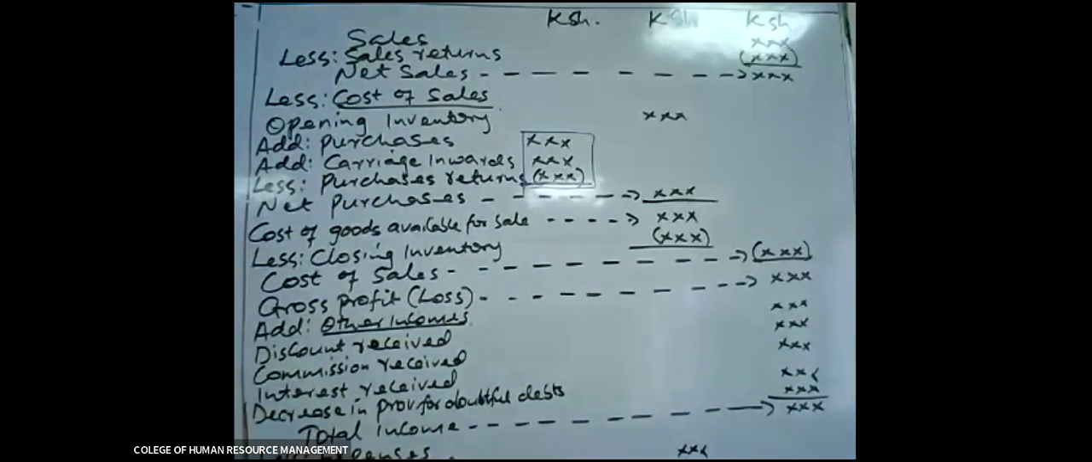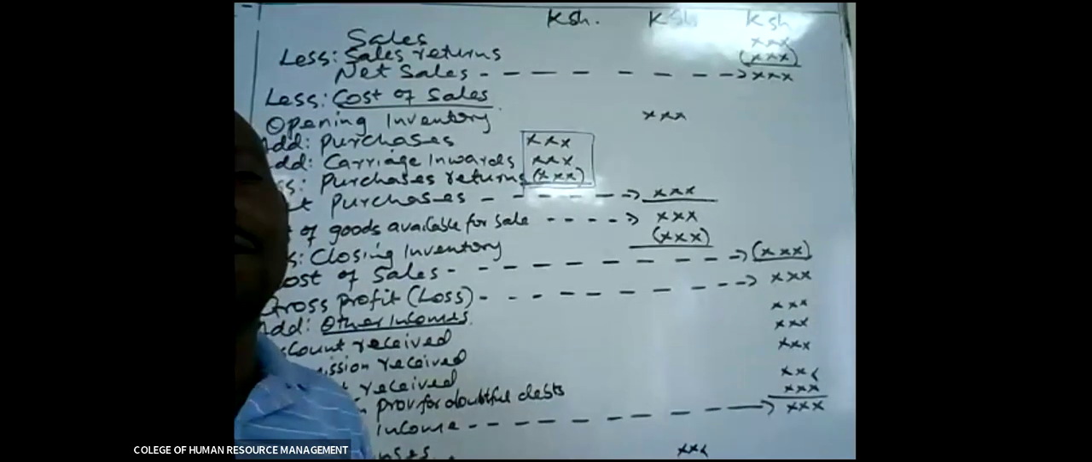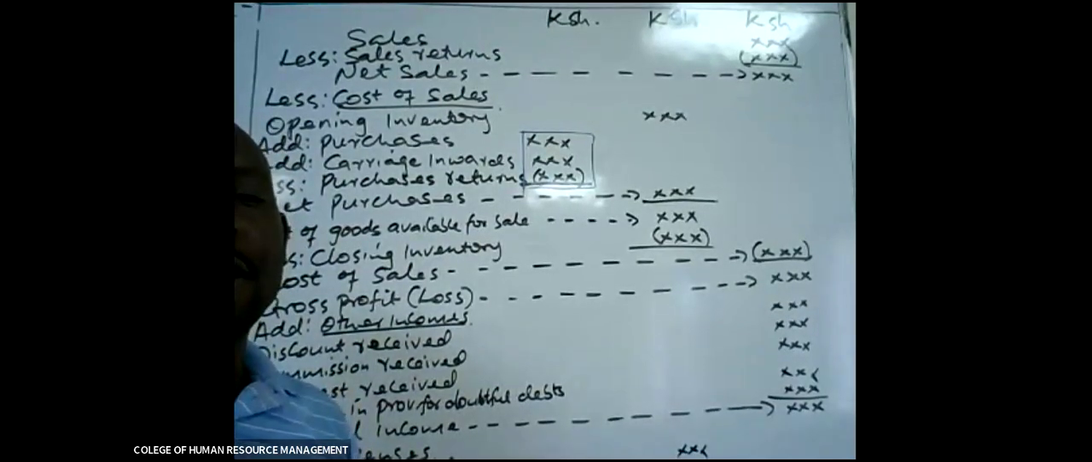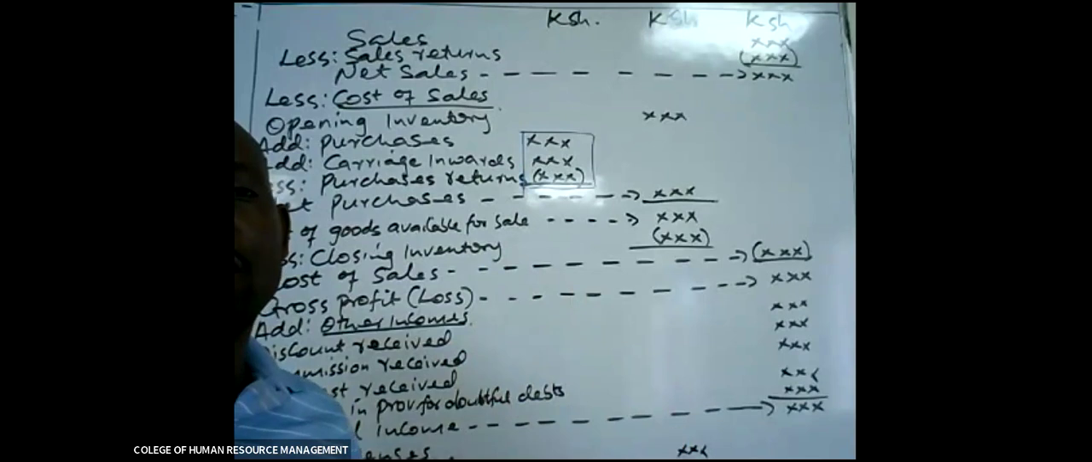You look at the question whether there is other sources of income from the question provided. If there is, add them to the gross profit. And then you arrive at the total income. Then you deduct all the expenses. You will get what we call the net profit or net loss. And that is the end of that statement. Very important for you to note that. It deals with incomes and expenses or costs that were incurred in the process of generating the income.